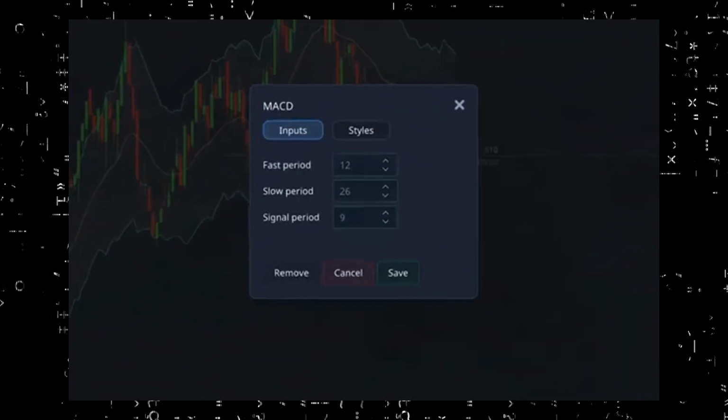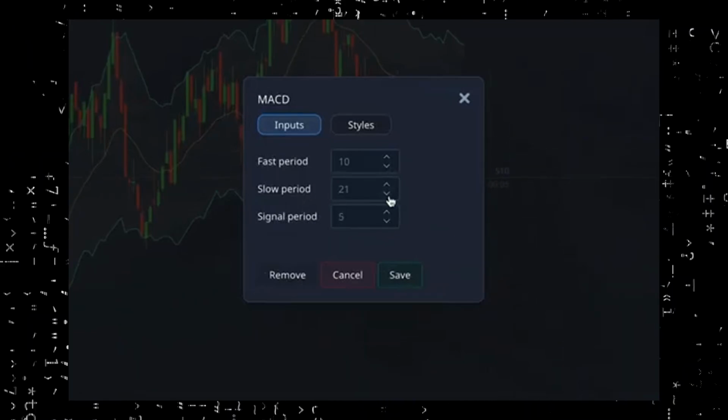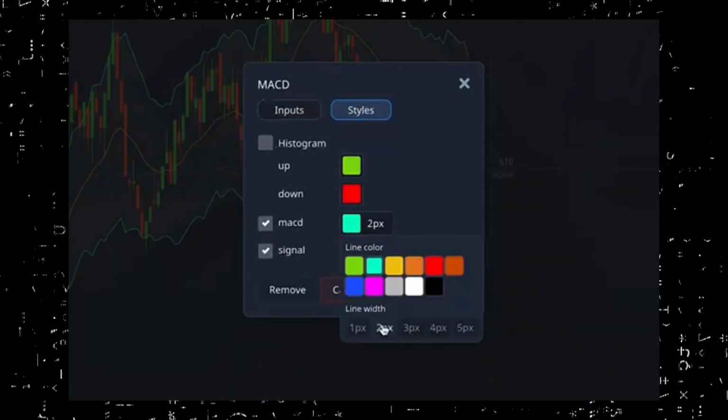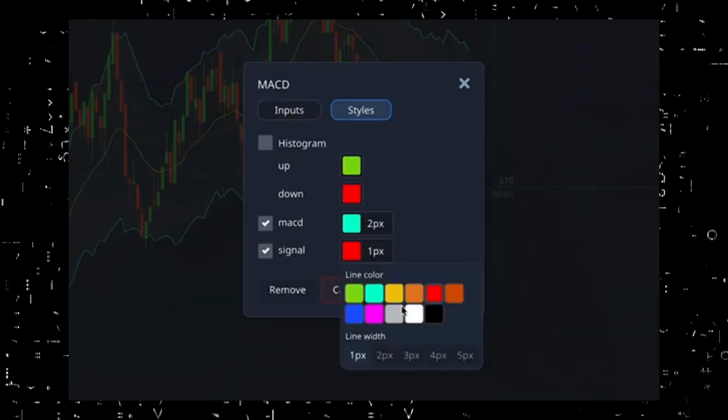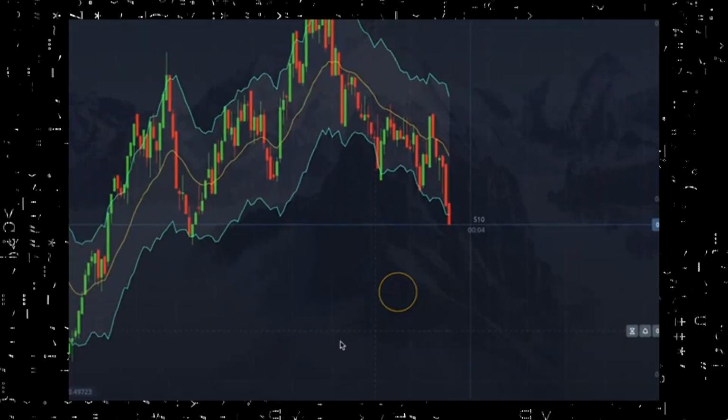Adjust MACD, signal period set 5. Fast period 10. Slow period 20. Switch to style. Disable histogram. Make the MACD line turquoise color width 2. Make the signal line white width 2. Save. Indicators are ready to work.